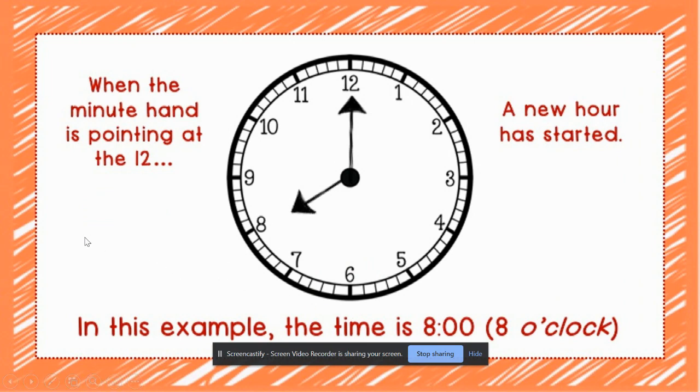When the minute hand is pointing at the 12, that is when a new hour is started, and we represent a new hour with this 00. So in this case, this clock is showing us that the time is 8 o'clock.